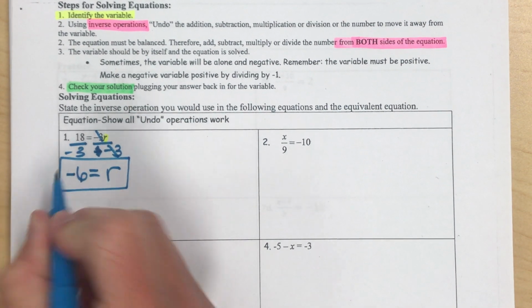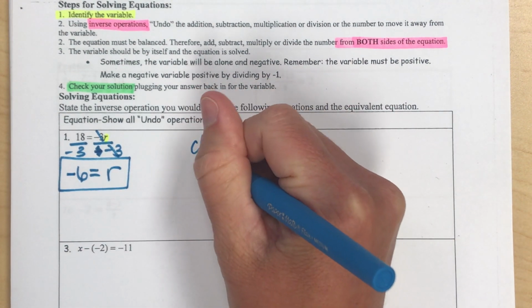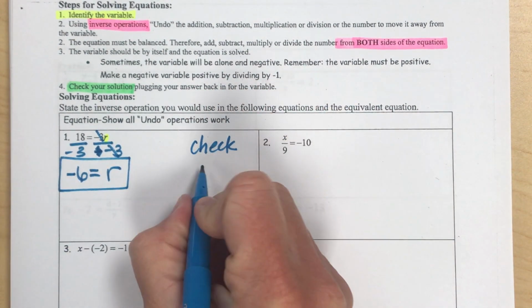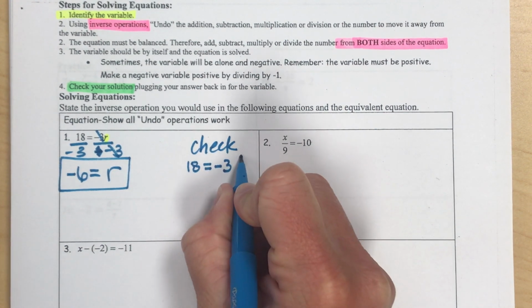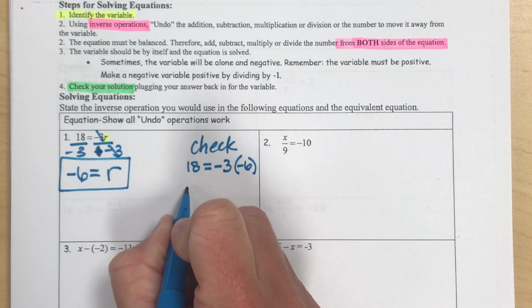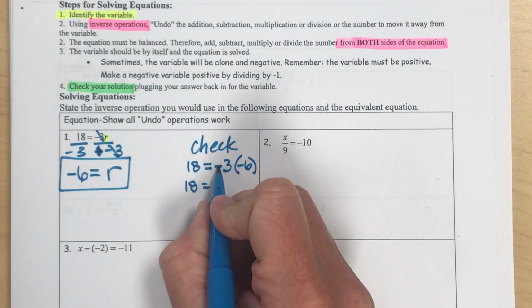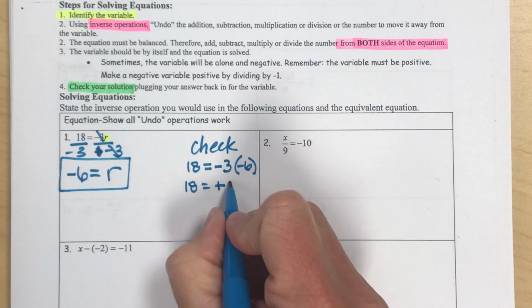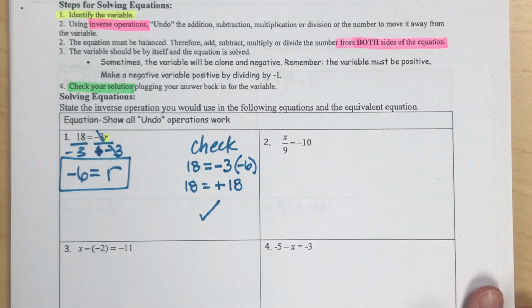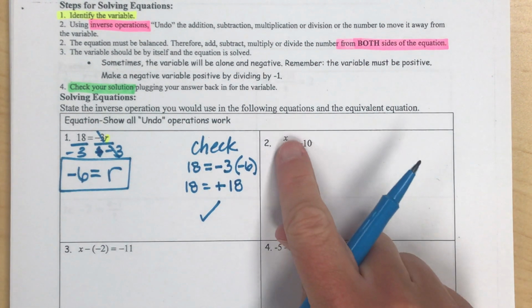Now that I have my solution, I'm going to check. Is 18 equal to -3 times -6? Is 18 equal to a negative times a negative, which will make this positive? 3 times 6 is 18. Yes, it worked.